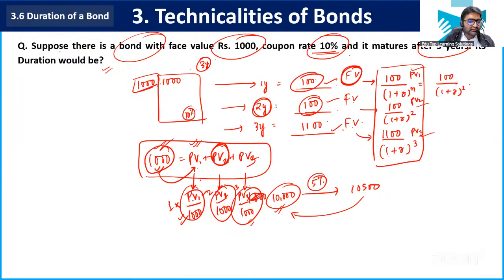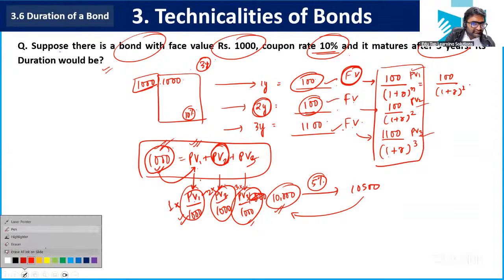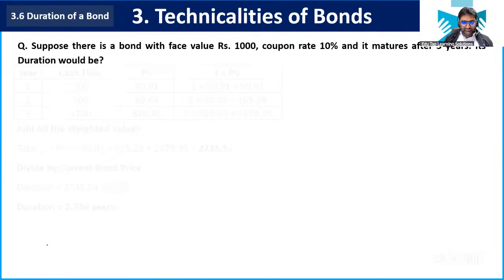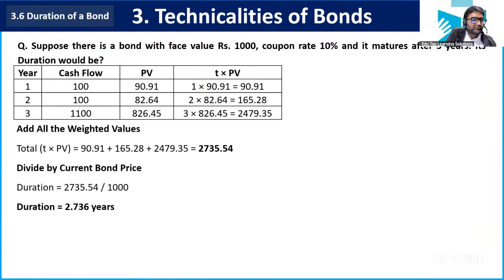We just multiply that time period with this fraction. Similarly, 2 multiplied with this fraction, I will get the time period within which I will get back a part of 1000. Same thing happens with this. Okay, let us visualize it through this particular table, and it will be much more clear to you.